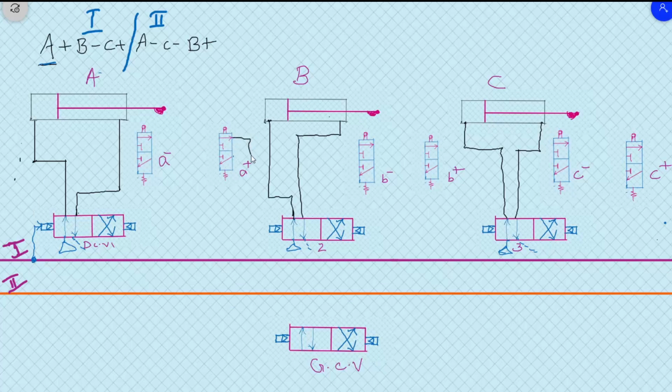Now, the second step in the sequence is B minus. The signal from this limit switch should be given to the DCV B in such a way that it actuates the return stroke of the cylinder B. As you can see, if the DCV is actuated on the right hand side, the fluid supply will be given to port 2, which is connected to the return stroke of the cylinder. So, from A plus, the signal is given to the DCV, which actuates B minus.